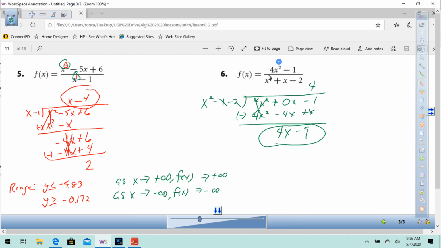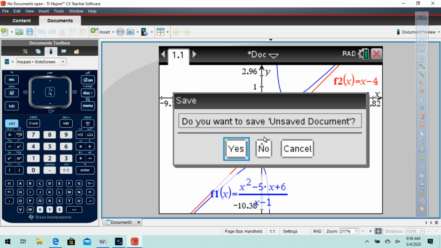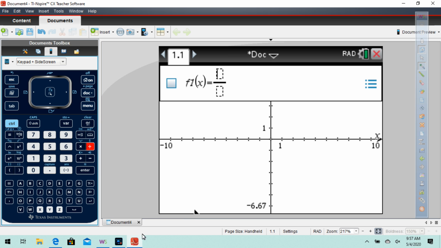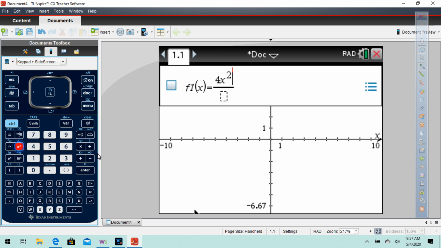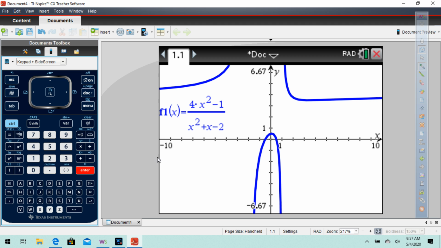So let's graph it. Take a look at it. On new documents, no, in graphs, control, divide. We have 4x squared minus 1 over x squared plus x minus 2. And that's what it looks like.